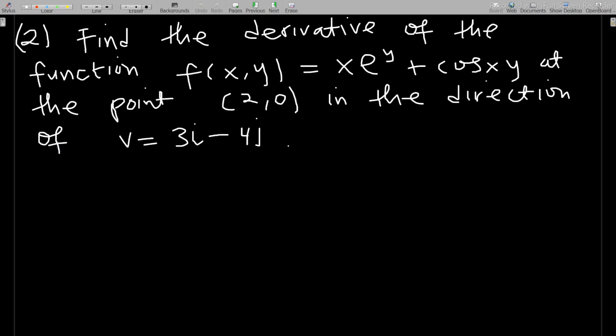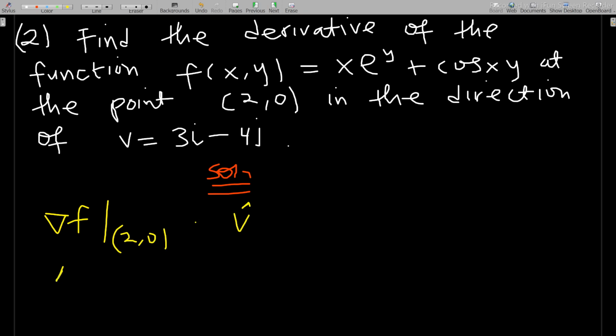Find the derivative of the function f of x y equals x e to the y plus cos x y at the point (2, 0) in the direction of v equals that. So here they've given us a direction, but is the direction a unit vector? No. So all that we need to do is find the unit vector along that direction. What we want to find here, the directional derivative, is given by del f simplified at the point (2, 0), because the point is given as (2, 0), dot v cap.